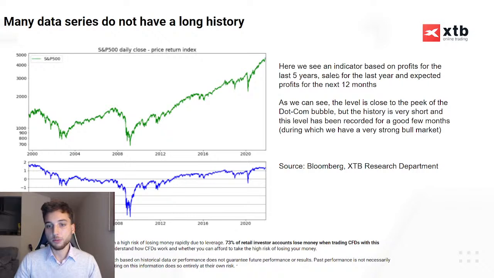Here we see an indicator based on profits for the last 5 years, sales for the last 12 years, and expected profits for the next 12 months. As we can see, the level is close to the peak of the dot-com bubble, but the history is very short, and this level has been recorded for a good few months, during which we have had a very strong bull market. So something could point to a potential reversal, but then it just keeps moving forward even despite that. So with indicators, keep in mind that even though they could be showing something, they are indicators, not predictors of the future, and it's always important to do more research.